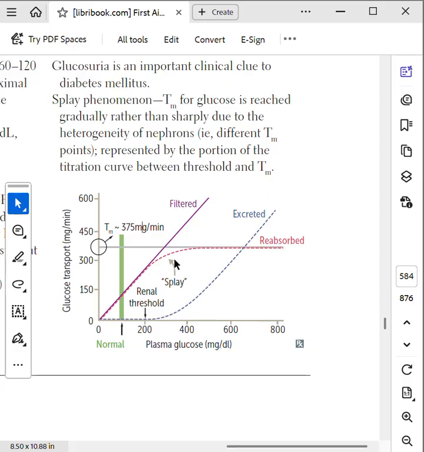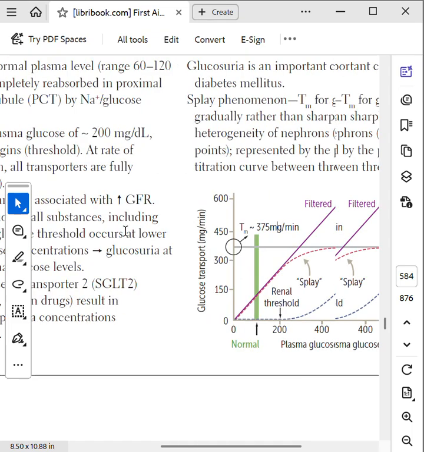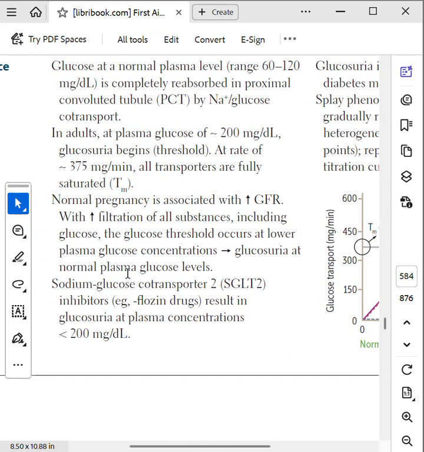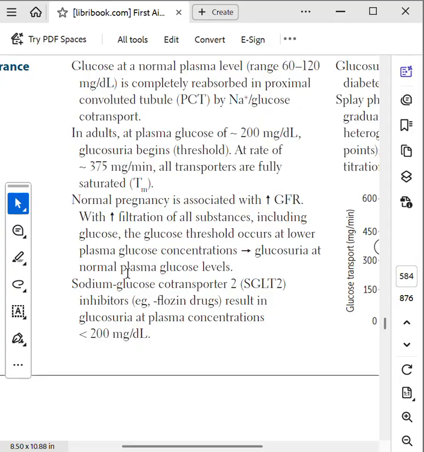Now that gradual increase is seen because the different nephrons reach that TM differently. It's not a sharp reach. This is because of the heterogeneity of nephrons, different TM points for different nephrons. So the titration curve, the splay, is seen because of that. Okay, and in adults after 200 milligram per deciliter the glucosuria begins. You start seeing glucose in the urine.